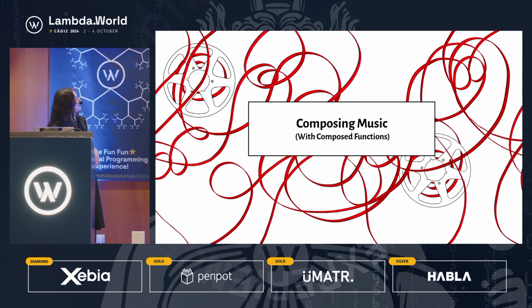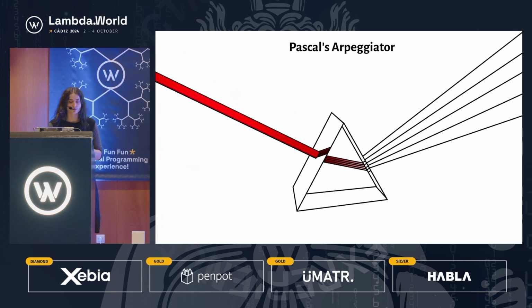I've implemented an arpeggiator method to demonstrate this. An arpeggiator is a music tool that breaks down a chord or a scale into individual notes and plays them in a rhythmic sequence or a pattern, similar to how a prism refracts light into its component colors.